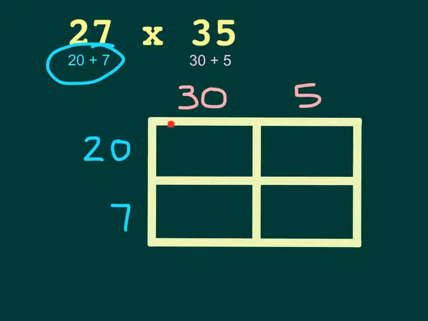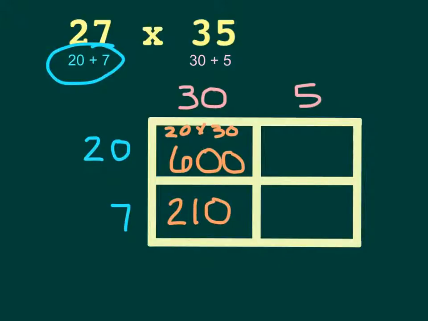This first box is where 20 meets 30, so the problem that is going to go inside this box is going to be 20 times 30, giving me an answer of 600. This box is where 7 meets 30. So 7 times 3 is 21, and it's going to give me an answer of 210. This box is where 20 meets 5, and that's going to give me an answer of 100. And this box is where 7 meets 5, and that's going to give me an answer of 35.